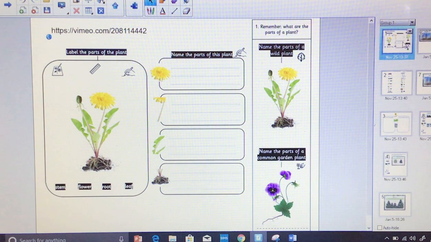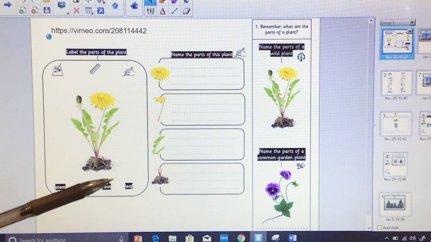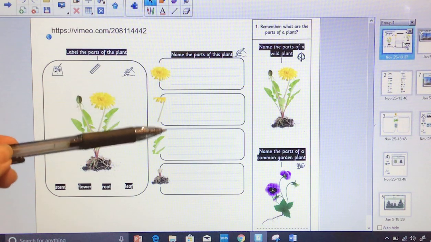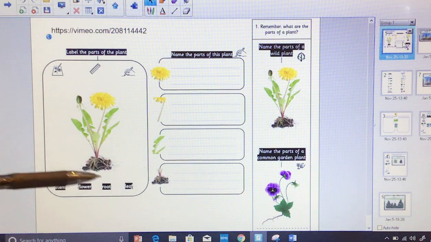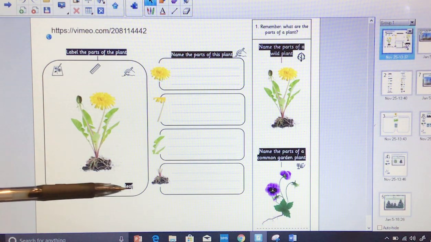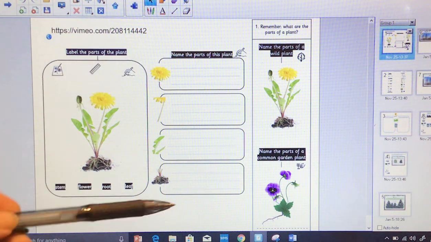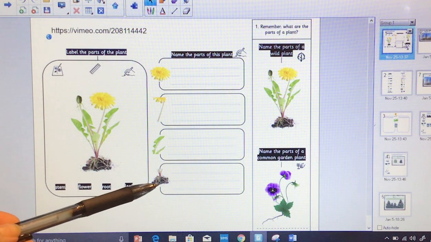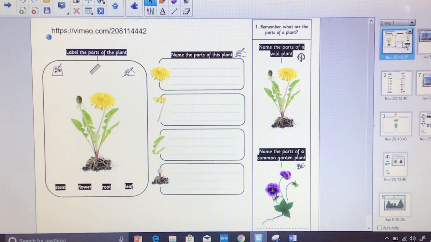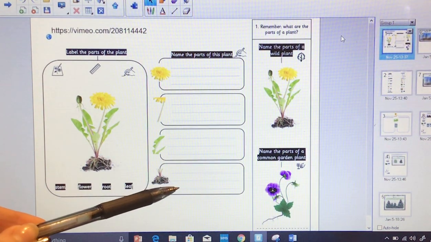The first task that you have today looks like this. You've got your picture of a plant. At the bottom here, you've got your keywords: the stem, the flower, the root, and the leaf. You need to name each part of the plant using the key here, okay? So at the bottom here, what are these called? That's the roots. So you would write roots in this bit here.